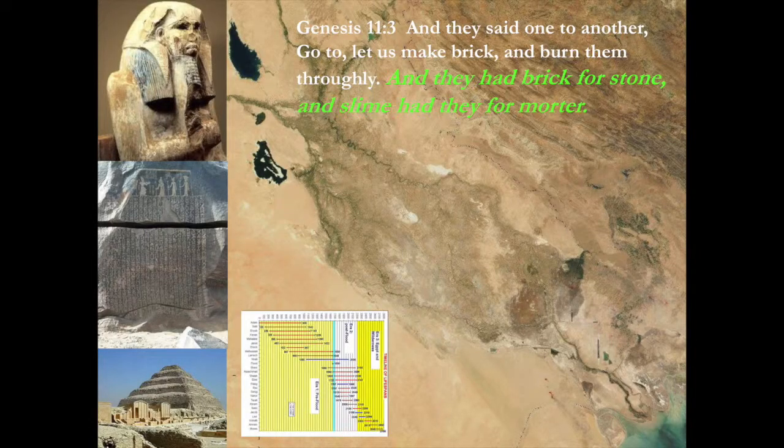Next slide. These guys don't know anything about building with stone. In fact, Joseph invents building with stone. That line, they had brick for stone and slime for mortar, is trying to explain something to the reader that somebody in Iraq wouldn't have understood. This is called a redaction. Somebody's added that later who thinks the normal way to build is with stone and mortar instead of brick and slime. Brick and slime. Okay, who would that be?